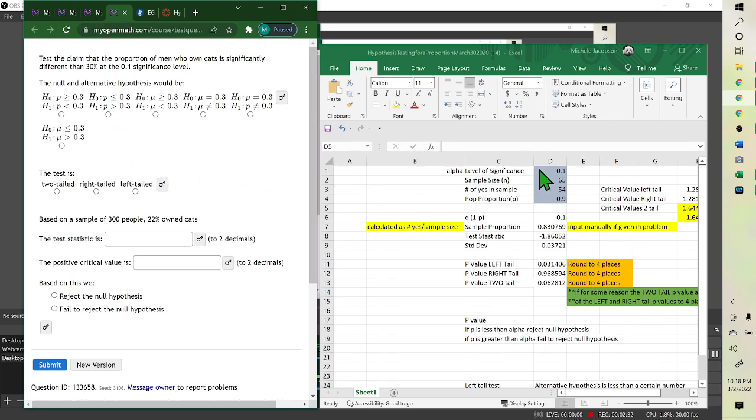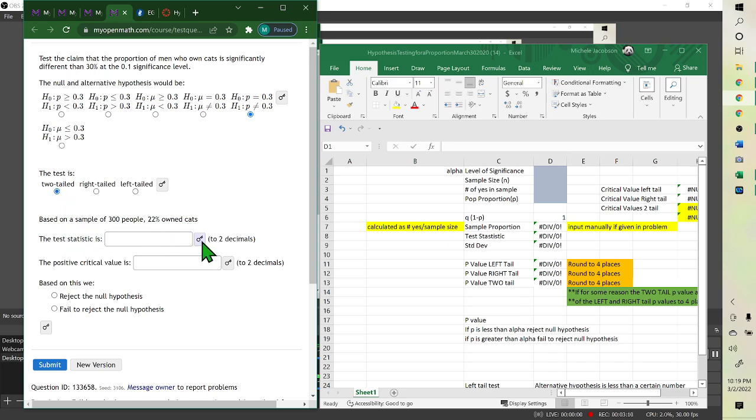For this one, I'll clear my data. Test the claim that the proportion of men who own cats is significantly different than 30%. So significantly different means not equal to. And it says proportion, so we know it's a P, so that would be this one.